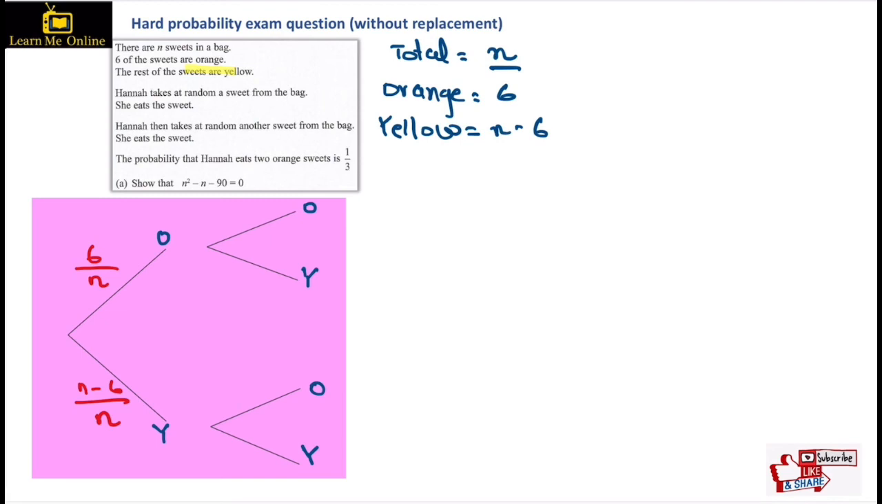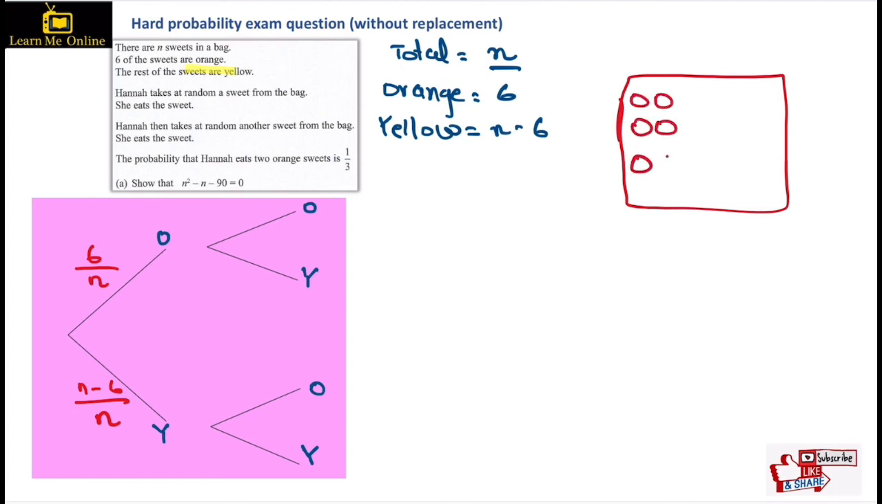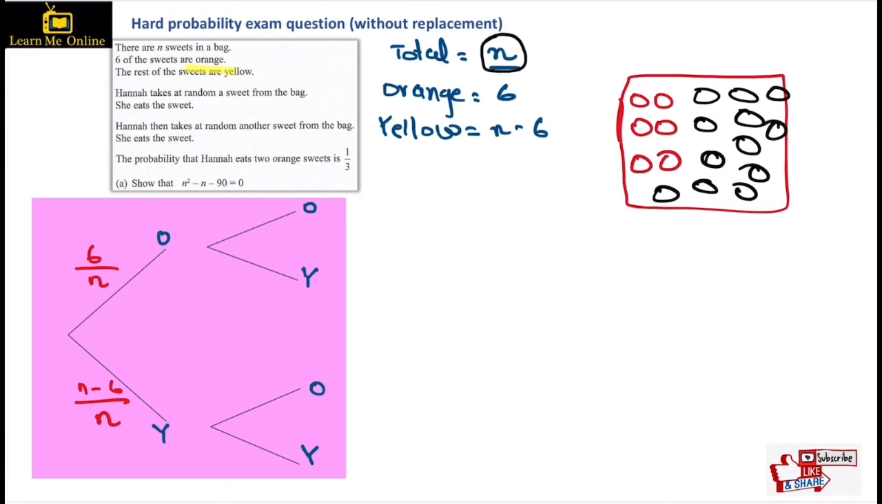Now for the next part, in the box, if we have 6 orange sweets, I'm going to draw that. 6: 1, 2, 3, 4, 5, 6. 6 of them are orange. The remaining of them are yellow. We don't know how many are remaining, because we only know the total is n. We don't know how many yellow ones there are. It could be even more. I don't know how many there are in total. But we know how many are the orange sweets.